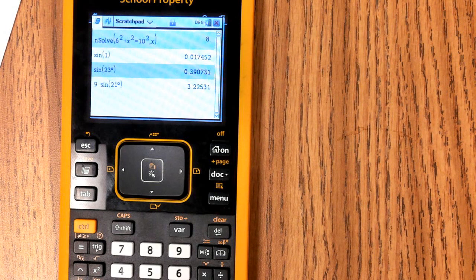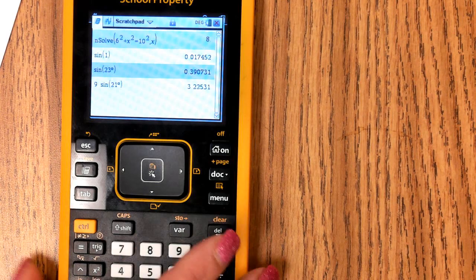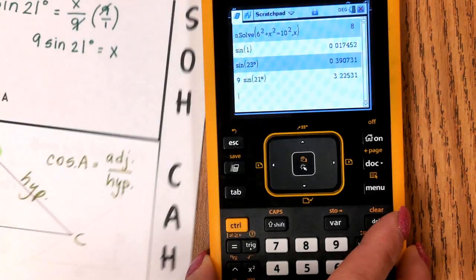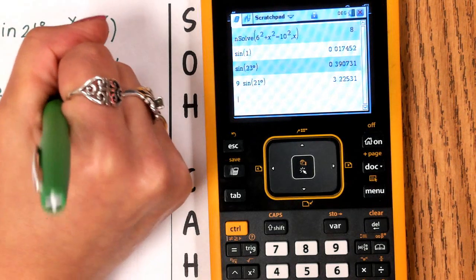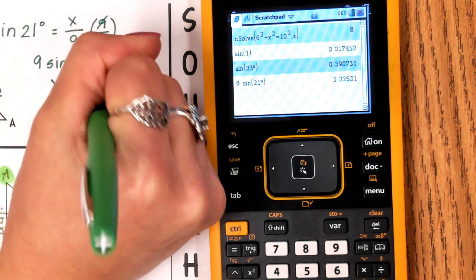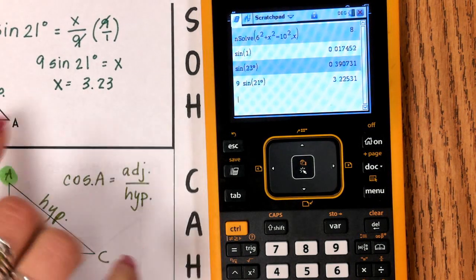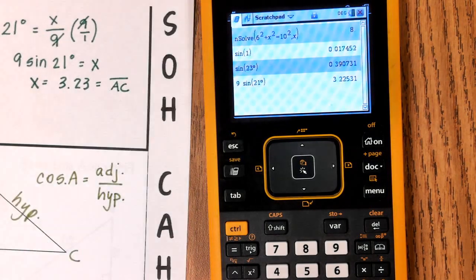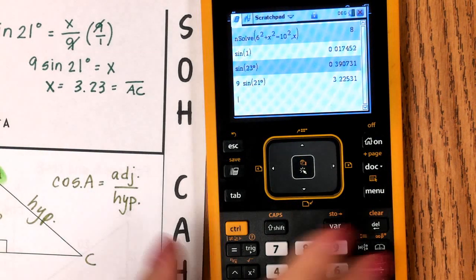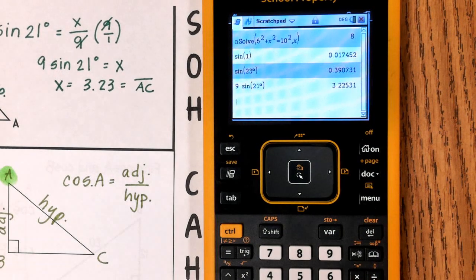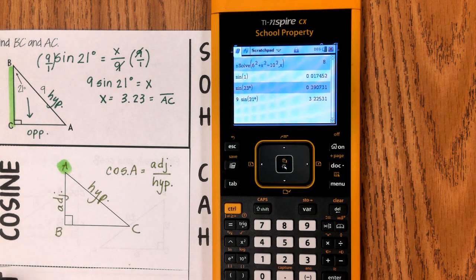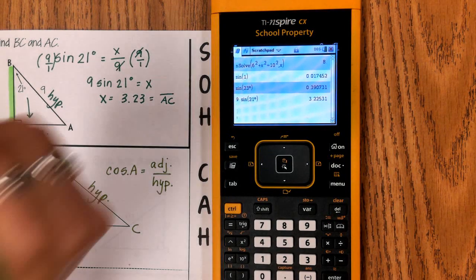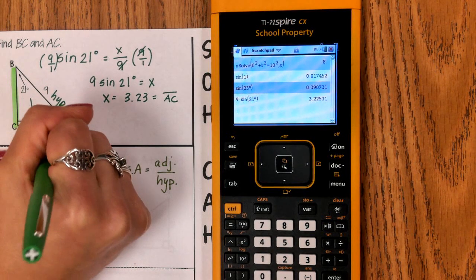So my answer here would be 3.22531, which normally it's going to ask us to round to the nearest tenth. Right now we'll round to the nearest hundredth. So if I do that, then X would equal 3.23. That's going to be my answer for segment AC. So I have 3.23. That's going to be the answer down here.